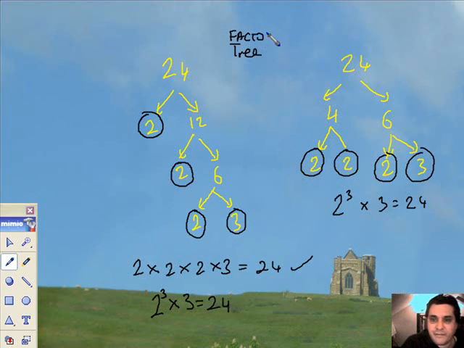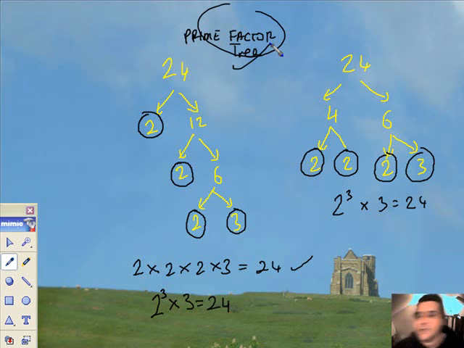So it's a prime factor tree. Put the word prime there as well. Only ever do this with prime factors. So there we go, it's a prime factor tree. Oops, went over it. Never mind. No, prime factor tree. Split it off how you like. You get down to prime numbers, then express it in index form.